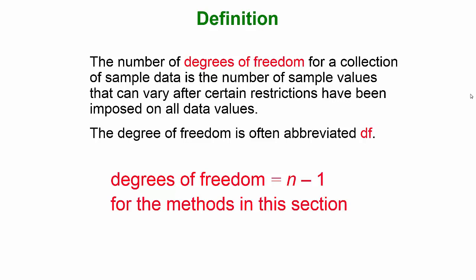The number of degrees of freedom for a collection of sample data is the number of sample values that can vary after certain restrictions have been imposed on all data values. The degrees of freedom is often abbreviated df. Degrees of freedom is equal to n minus 1 for the methods in this section.